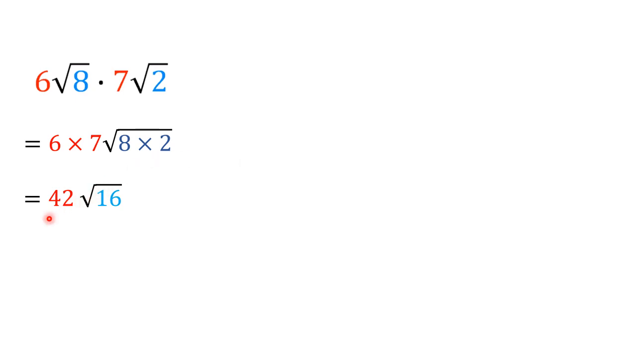Now it will become 42 radical 16. Radical 16 is a perfect square because 16 is 4 squared. Then 42 times 4 will be 168.